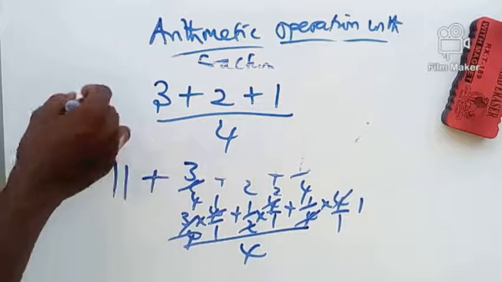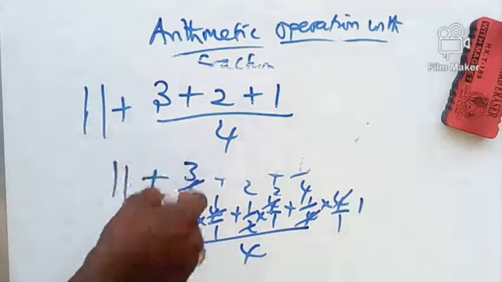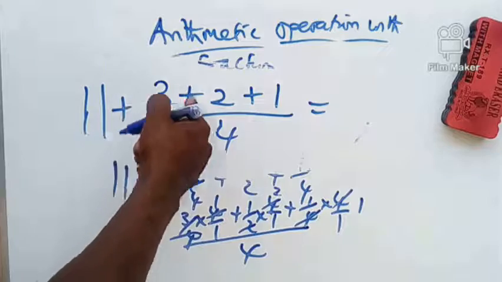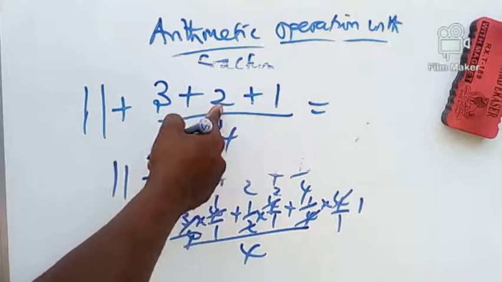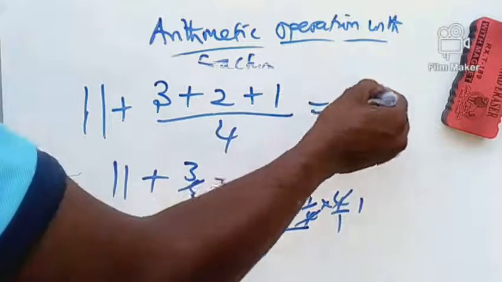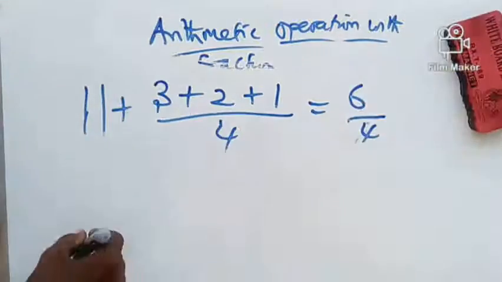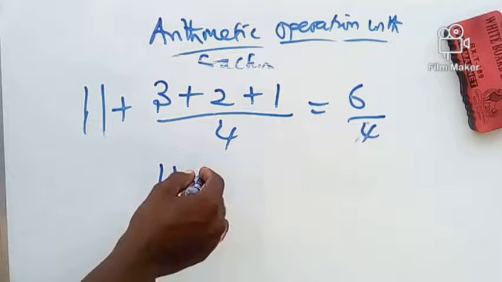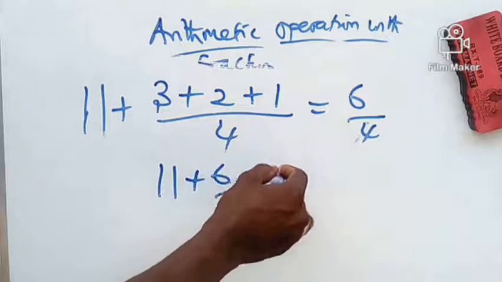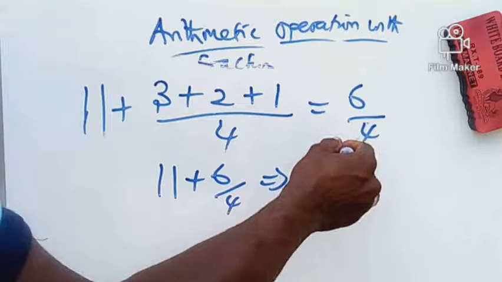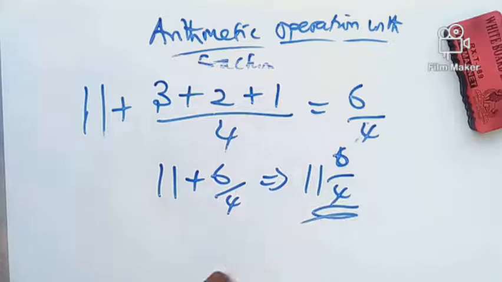Remember that there is the whole number here, 11, added to this. So we simply evaluate this. So what do we have? 3 plus 2 plus 1. 3 plus 2 is what? 5. 5 plus 1 is 6. 6 over what? 4. So the final answer is simply going to be 11 whole number plus 6 over 4, and that is the same thing as 11 whole number 6 over 4. That is the final answer. So feel free to try as many problems as possible regarding the addition operation of fractions.